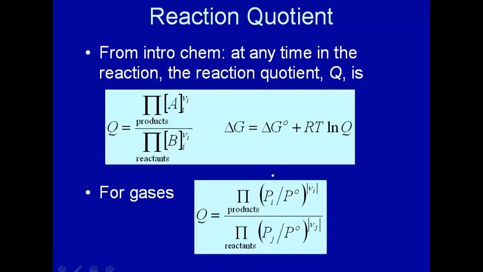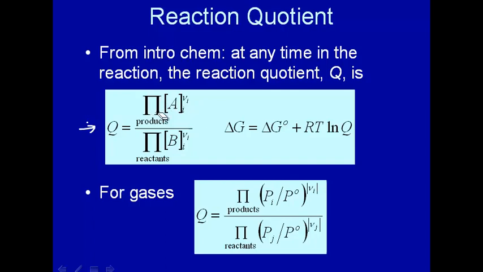Remember from introductory chemistry, we defined something called the reaction quotient, Q, and Q was essentially the equilibrium constant, except that you weren't using equilibrium concentrations, you were using the concentrations at some particular time. This capital Pi means products, so this means take the product of the products. So this means take the first product, the second product, the third product, you multiply them together.